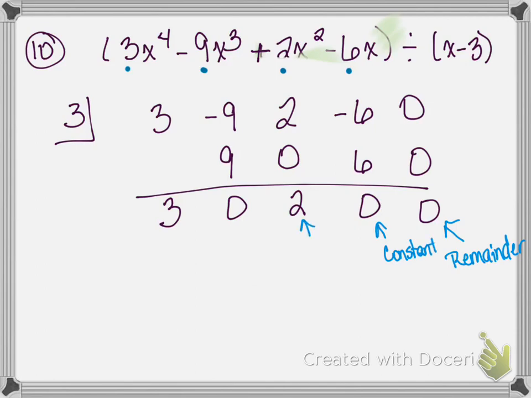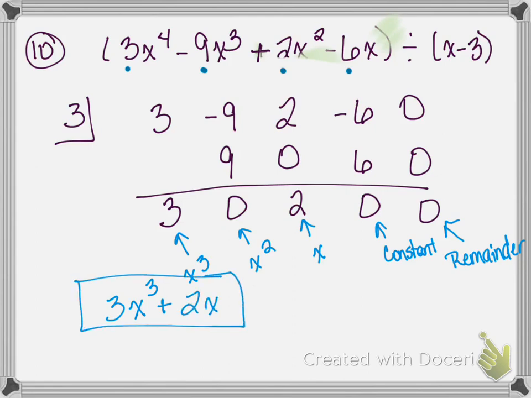Okay, this is my x coefficient. This is my x squared coefficient. And this is my x to the third coefficient. So my answer here is 3x to the third plus 2x, and I have no remainder. So it doesn't matter which way you do it, you get the same things.